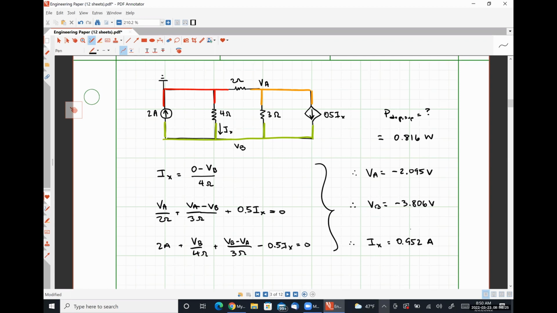Or I could move the IX to the right side, either way. Yeah, absolutely.